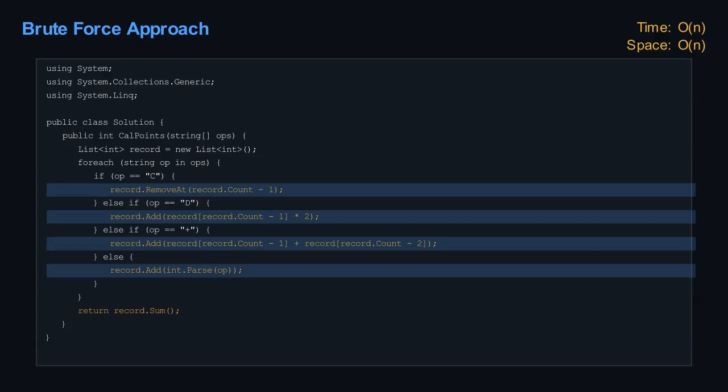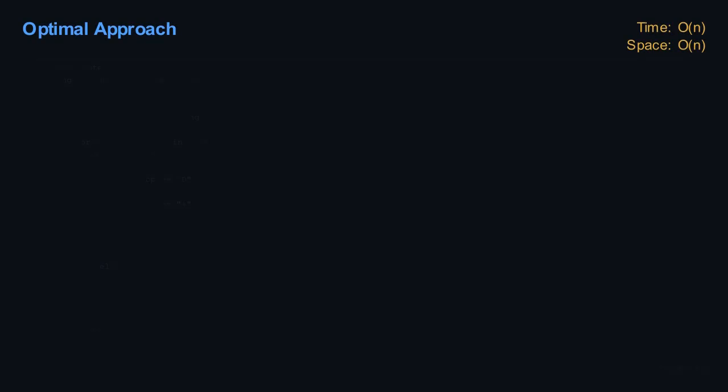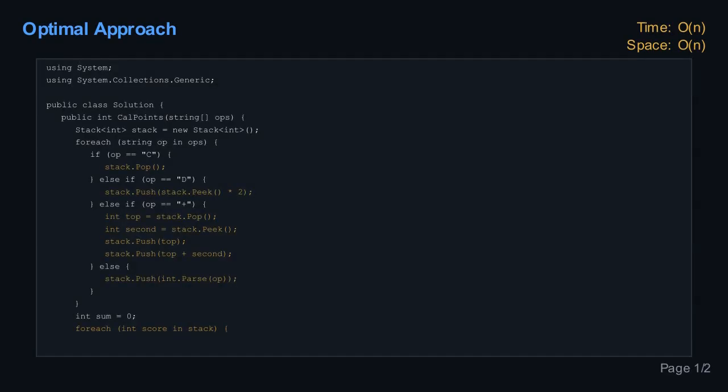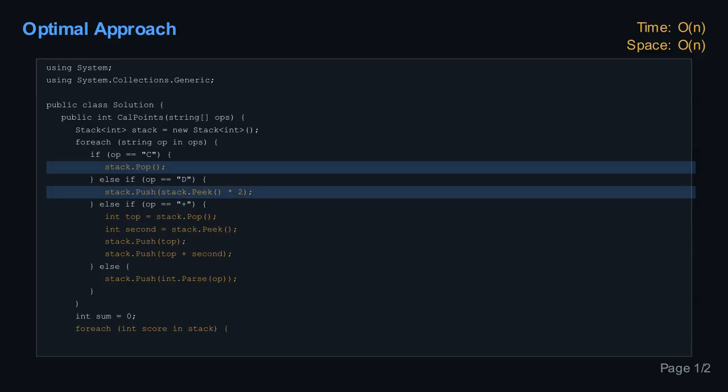While this works, constantly accessing the end of a list and removing elements can be slightly less efficient than a dedicated stack structure. The key insight is to use a stack, because all operations only ever interact with the most recent scores. We start with an empty stack. For each operation, we check its type. If it's C, we pop the top value, discarding the last score. If it's D, we look at the top value, double it, and push that new score.